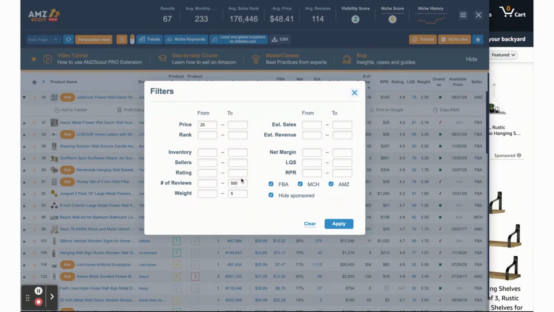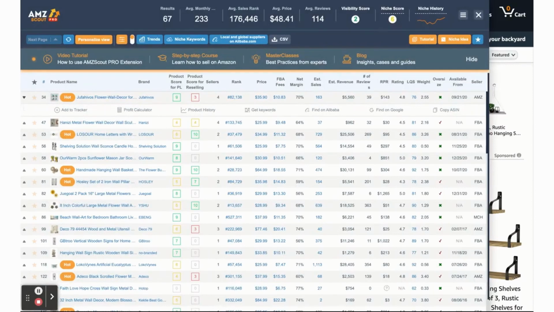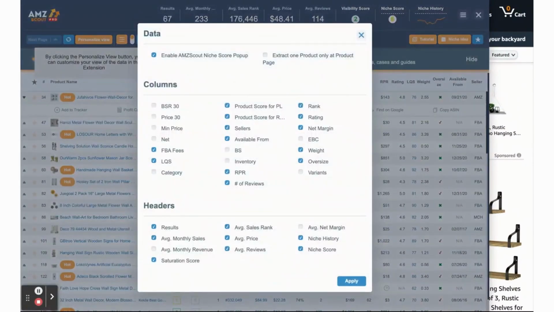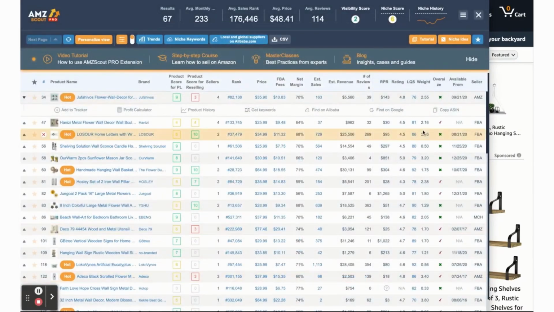I'm going to leave other areas blank because the more criteria that you put in, the more restrictive your filtering is going to be, and you're not going to see a lot of results. So I just want to leave this as is, and I'm going to click apply and see what type of results come about. And when I see this, one thing to also note is you can personalize the columns on here. So what I did was I went to personalized view, and because this didn't really show the weight and oversize, I clicked on these two just so that I can also include those columns as part of the results.